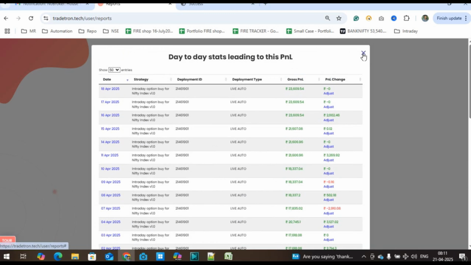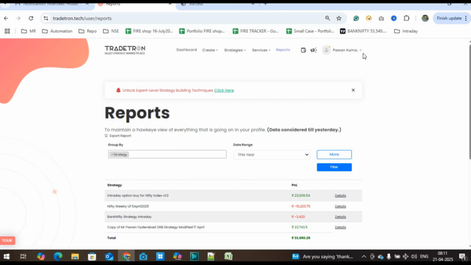So you see, out of 15 days, only 5 days we are in loss, which is close to a 60 to 70% winning ratio, right? Which is pretty good, right? So how did I achieve that? I'm using the same thing.